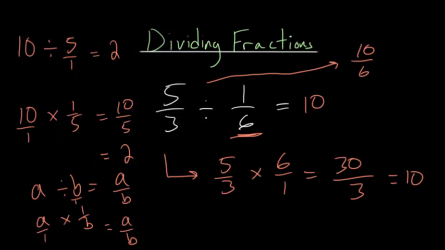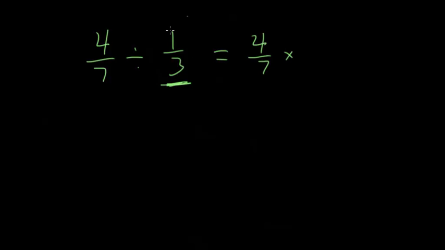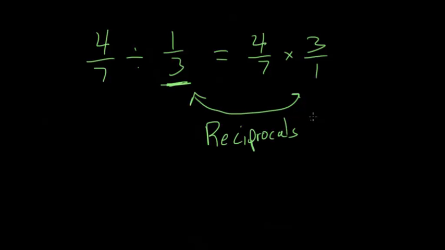Now let's look at some different examples. So let's say we have 4 over 7 divided by 1/3. And for all of these, we're going to take the number we're dividing by and change it to a multiplication problem where we're multiplying by this number's reciprocal. So times 3 over 1. And remember, we're calling these things 1/3 and 3 over 1. These are just called reciprocals.